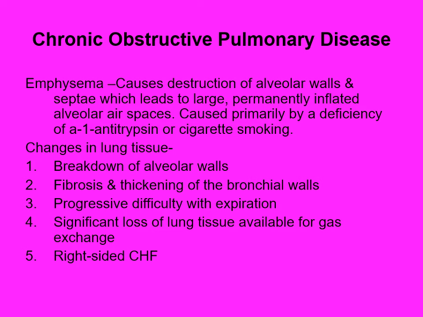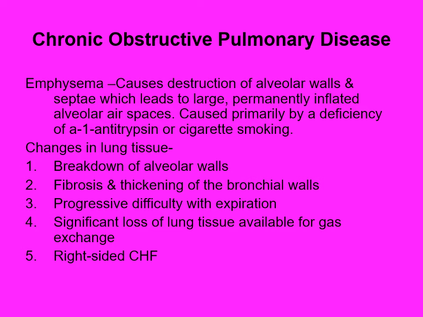Emphysema causes destruction of alveolar walls and septae, which lead to large, permanently inflated alveolar air spaces, primarily caused by a deficiency in alpha-1 antitrypsin, which breaks down trypsin, which is an enzyme that breaks down a lot of proteins. So if you don't have the antitrypsin, then the trypsin can go rogue and mimic the symptoms characteristic of emphysema. That's caused by cigarette smoking, which is your most common cause.